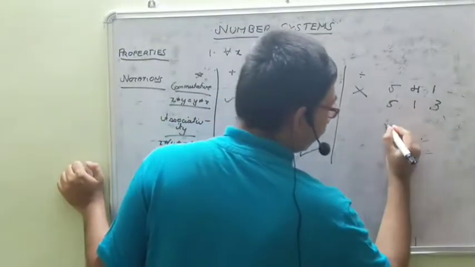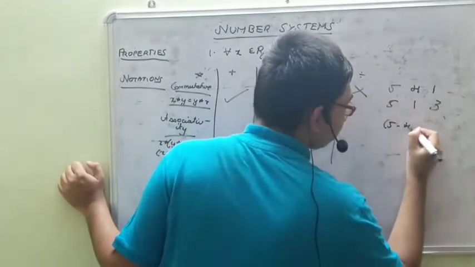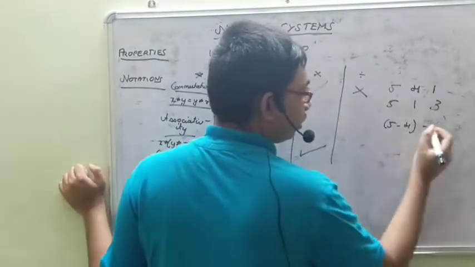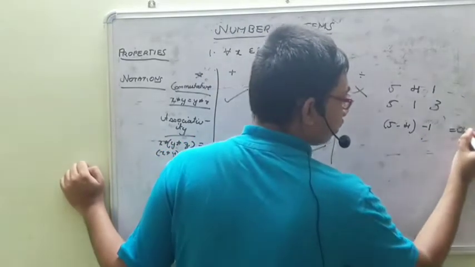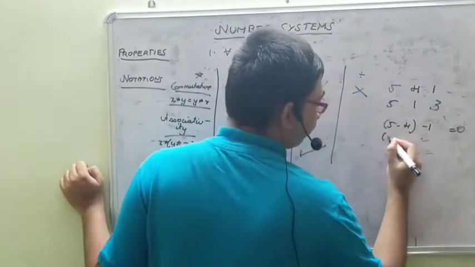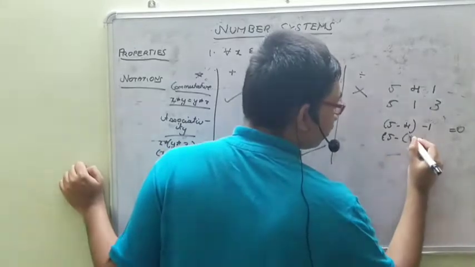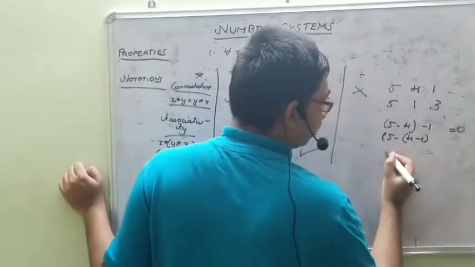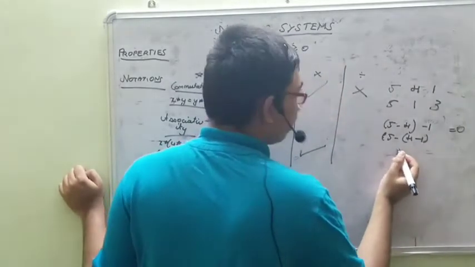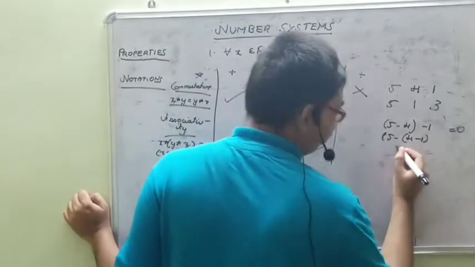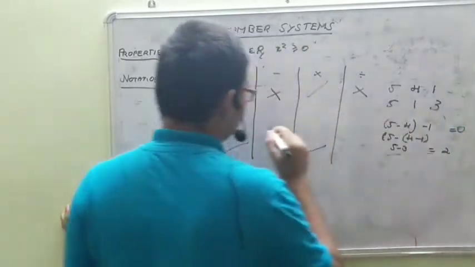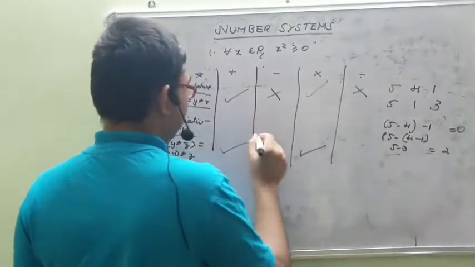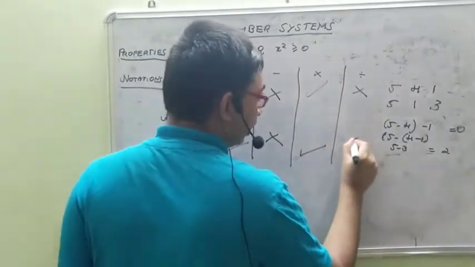5 minus 4 minus 1. What will this be? 5 minus 4 is 1, minus 1 is equal to 0. Now 5 minus (4 minus 1). What will this be? This will be equal to 5 minus 3, which is 2. Therefore, it does not apply here. Similarly, it will not apply here as well.